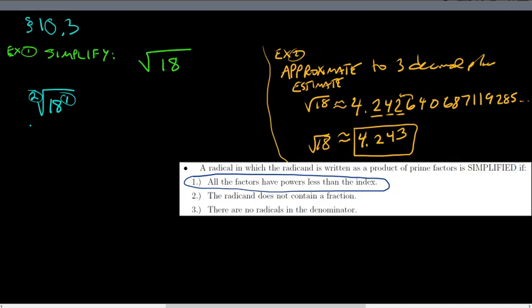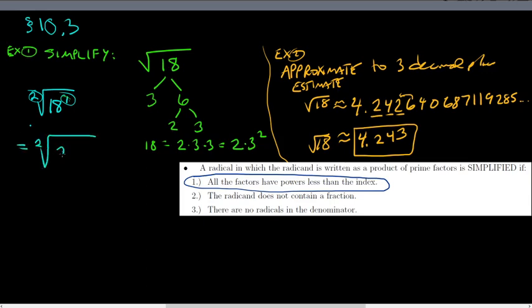So what are the factors of 18? Remember the factor tree. 18 is 3 times 6, and 6 is 2 times 3. So 18 is 2 times 3 times 3, or better yet, 2 times 3 squared. So that's the issue here. It's not the 1 for the 18 that we had to worry about. This is the square root of 2 to the 1 times 3 to the 2.